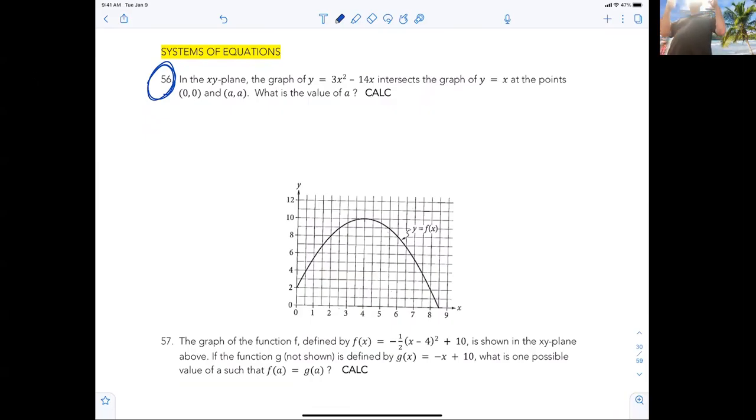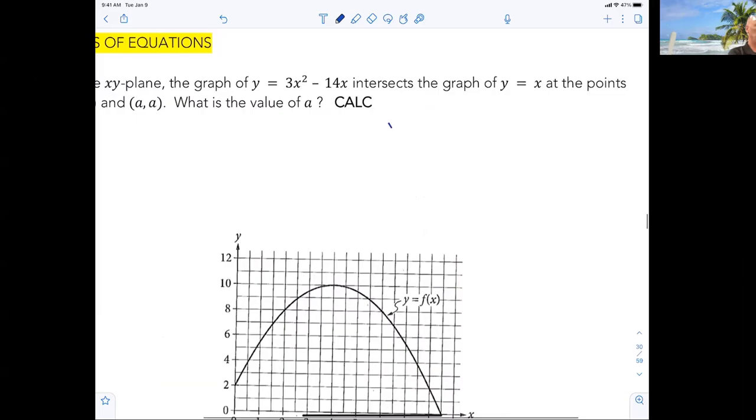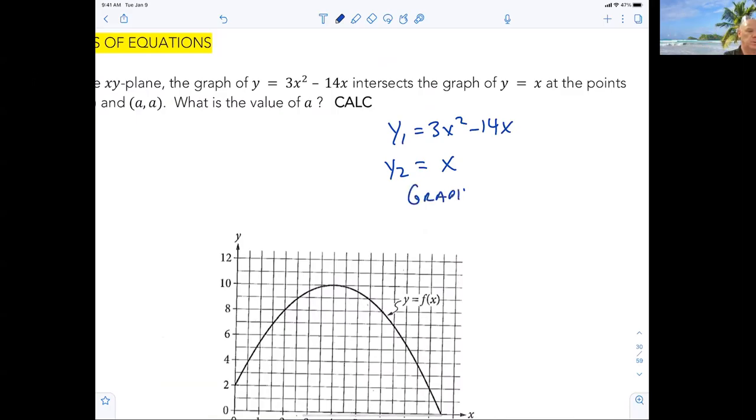So just to show you how powerful, again, and simple, all right, I want everybody to type in on their calculator under Y1. Here we go. Y1 equals 3x squared minus 14x. Under Y2, y equals x. Then you hit graph. Now, sometimes your window is out of shape, so I want everybody to hit zoom standard, and that puts it into a 10 by 10 screen.